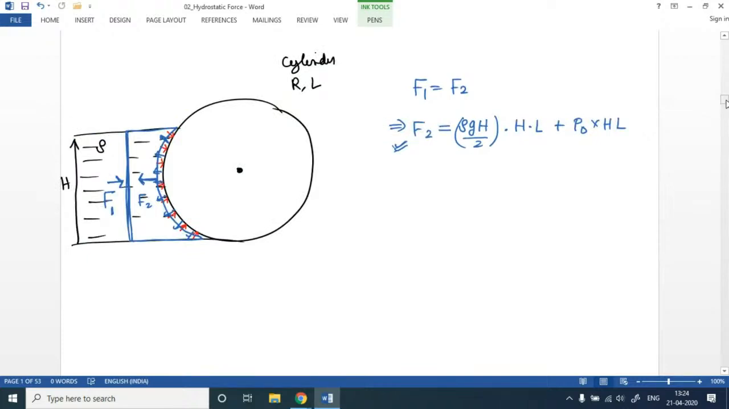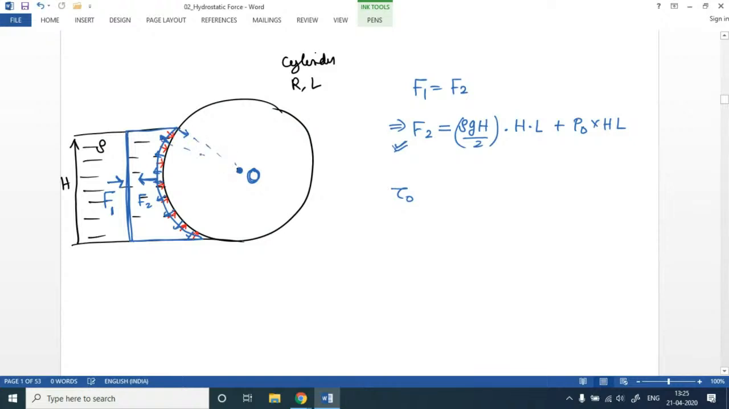So being said that, one other interesting question I want to discuss here: I was also interested in finding out the net torque exerted by this liquid, let's say about point O. So about point O, you must understand the line of forces is going to be perpendicular.